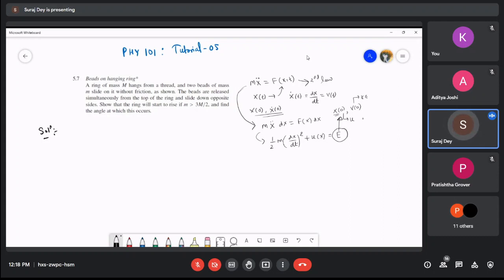Now, the advantage of this equation is that you can directly find what dx/dt is. This is some root over something: root over E minus U of x, with some factors of 2 and everything. Once you have this, calculating x of t is very easy, because you only have to integrate this directly, and you'll get x of t in terms of this function, root over E minus U of x.